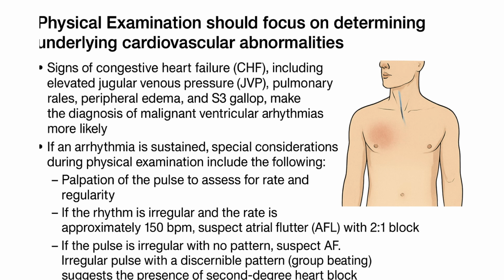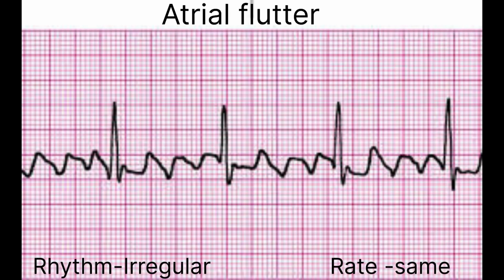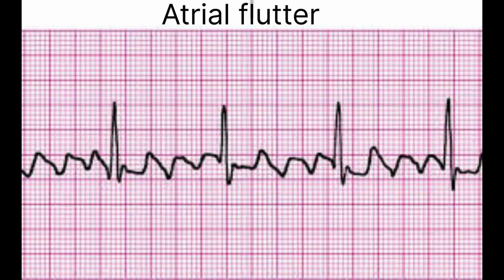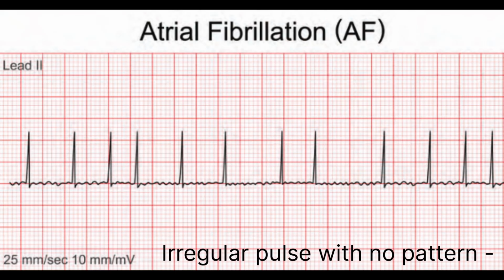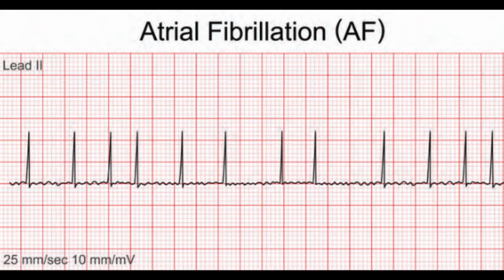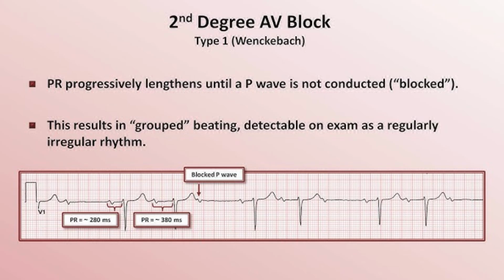If the arrhythmia is sustained, special considerations during physical examination include palpation of the pulse to assess for rate and regularity. If the rhythm is regular and the rate is approximately 150 beats per minute, then suspect atrial flutter. And if the pulse is irregular with no pattern, then suspect atrial fibrillation. Again, in atrial flutter the rhythm is regular and the rate is fixed, whereas in atrial fibrillation the pulse is irregular with no pattern. An irregular pulse with a discernible pattern suggests second degree heart block. Discernible pattern means group beating.